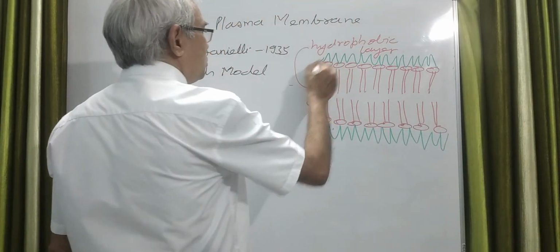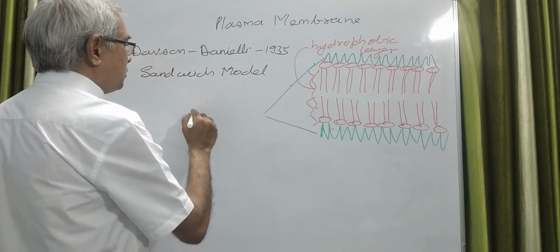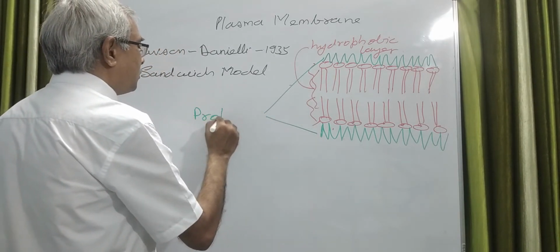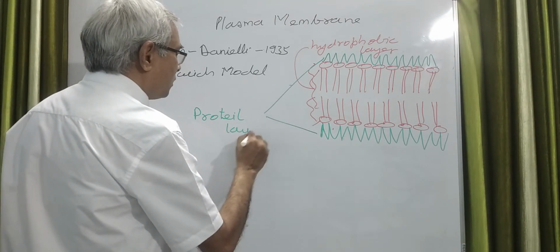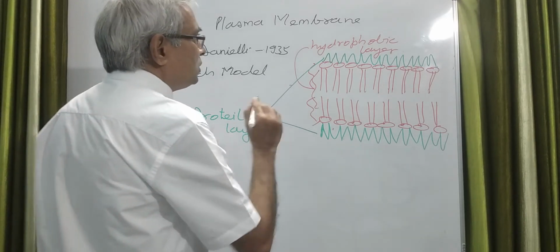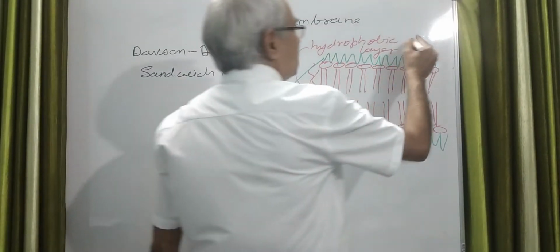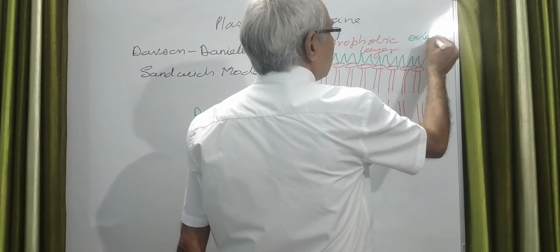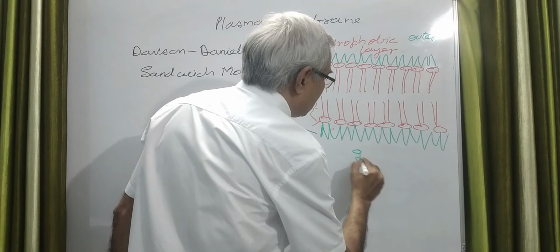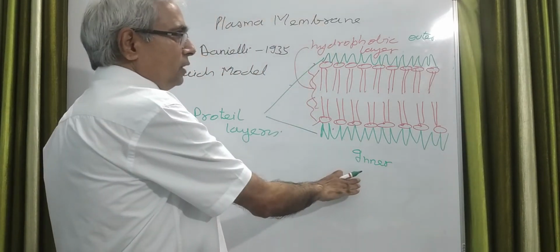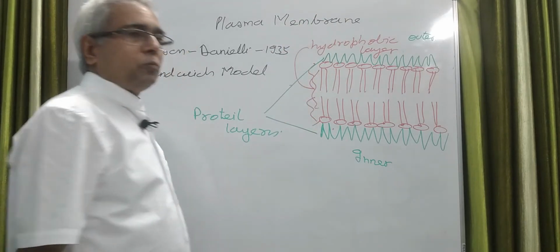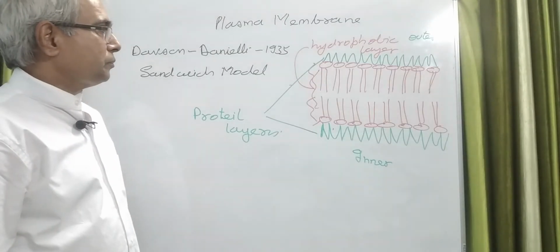These are the two protein molecules, protein layers, which are present both towards the outer face and inner face of the plasma membrane, means towards the cytoplasm and towards the exoplasmic phase.